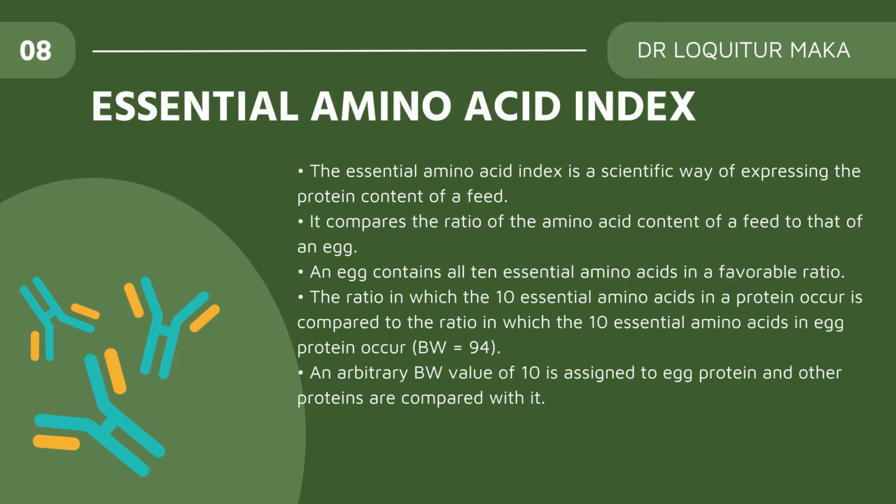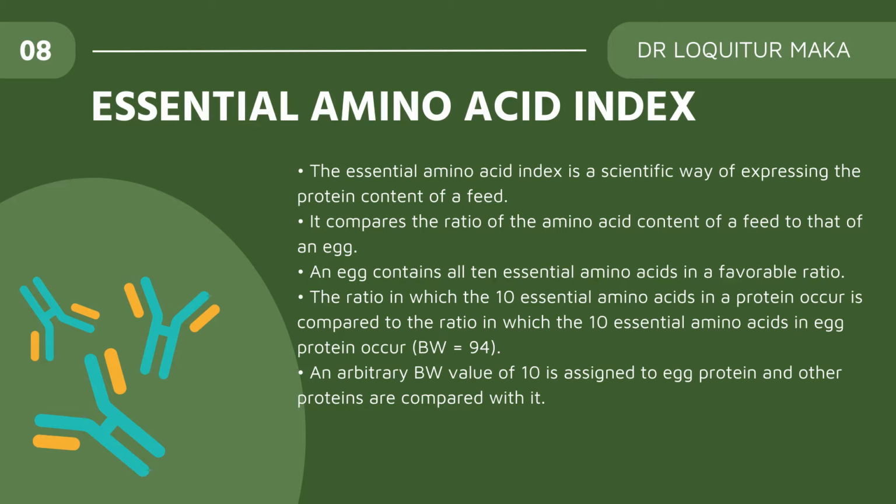basically a scientific way of expressing protein in the content of the feed, right? So if we compare the ratio of the amino acid content of a feed to that of an egg, right? This egg will contain, let's say, 10 essential amino acids that is in a favorable ratio, right? Then the ratio in which the 10 essential amino acids in a protein occur is compared to the ratio in which the 10 amino acids in the egg protein occur. So you will basically need to calculate this, right? You would need to calculate.